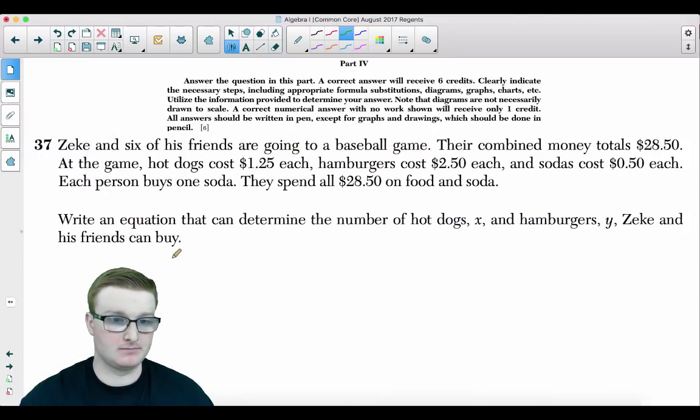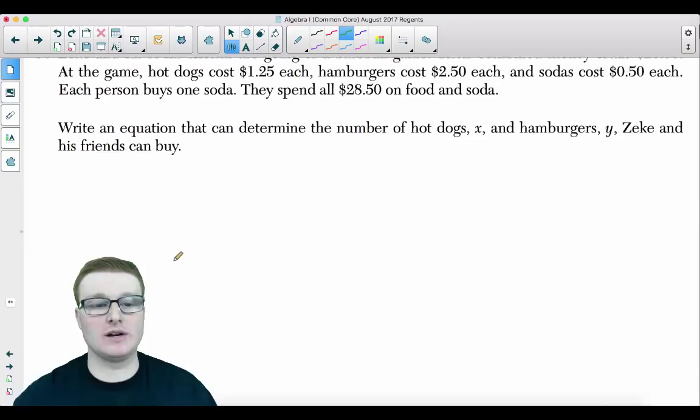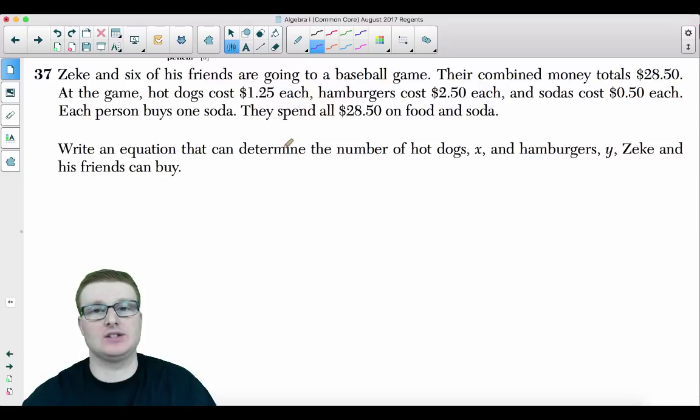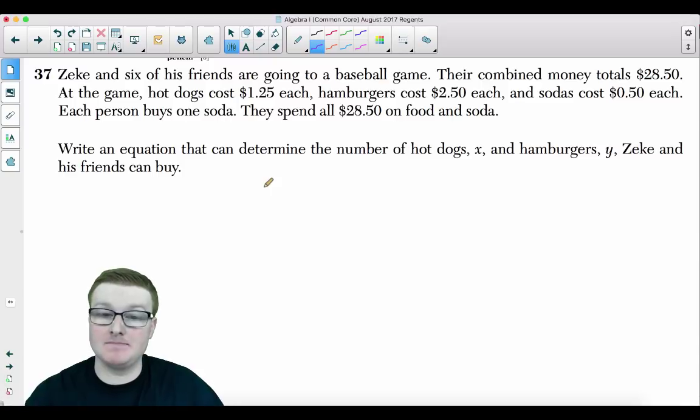Then for number 37. Okay, this is the part 4. Nice. We're almost done. Okay, 37. This one was not tricky, but you had to read carefully. Zeke and his 6 friends are going to the baseball game. Their combined money totals $28.50. At the game, hot dogs cost $1.25 each, hamburgers cost $2.50 each, and sodas cost 50 cents each. Each person buys 1 soda. They spend all of the $28.50 on food and soda. Write an equation that can determine the number of hot dogs x and hamburgers y Zeke and his friends can buy.